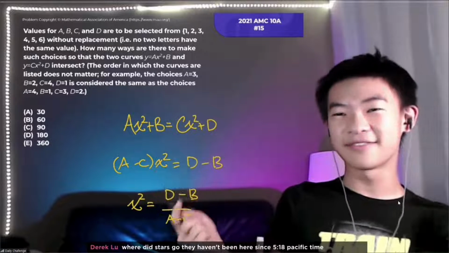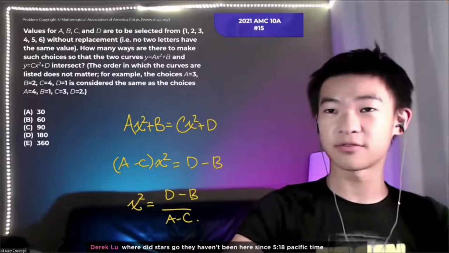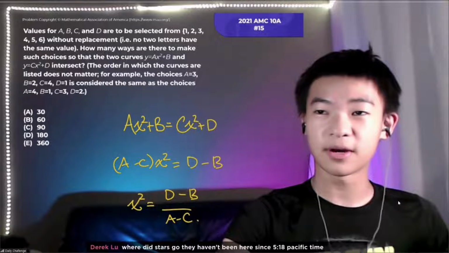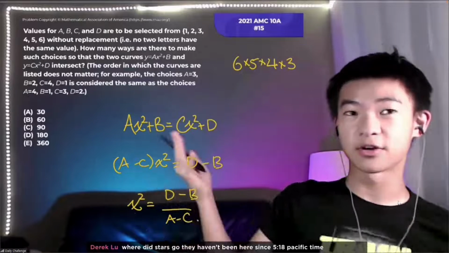So we can select any four, actually. So if we do, there's 6 numbers here. We can select 4 and then put them in A, B, C, and D. So far we have 6 times 5 times 4 times 3 as our total.